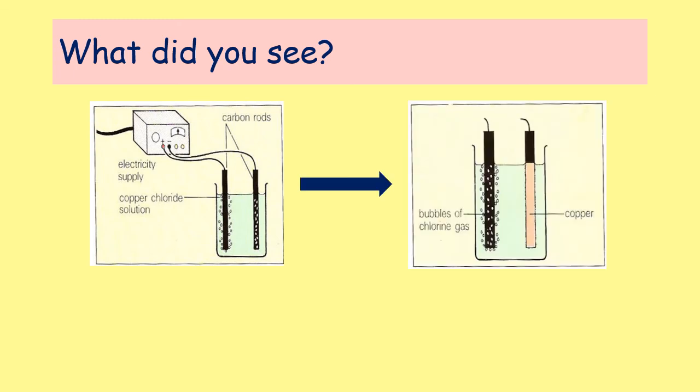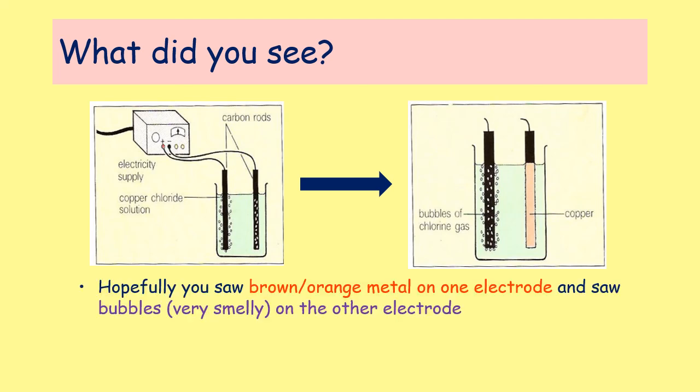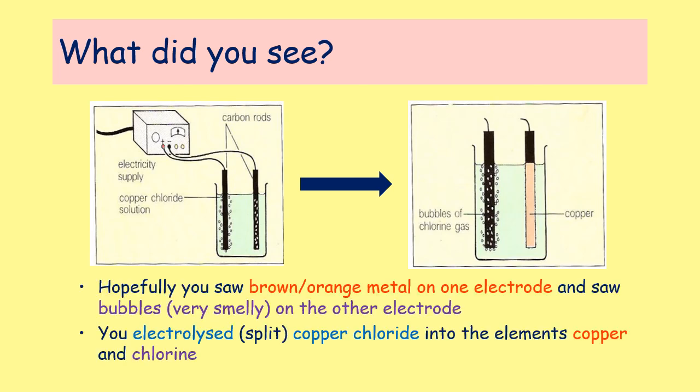So what happens is that over time, we see on one of the rods, we get loads of bubbles. On the other rod, we get to see it turn a rusty color, so a brownish orangey metal color. And what that is copper. So the bubbles of gas are chlorine. The metal forming on the other rod is copper. So what we've done is we have turned copper chloride back into chlorine and copper. So you have electrolyzed or split the copper chloride into the elements copper and chlorine.